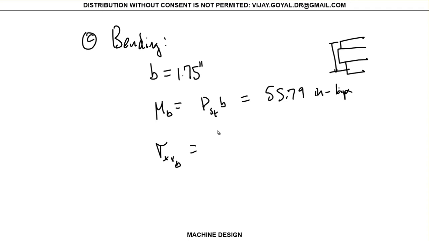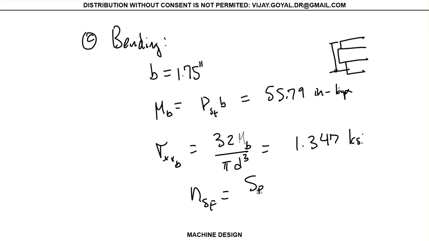Find your bending stress. 32 MB divided by pi d cubed. You apply this, it gives you this value. This is ksi, and the factor of safety will be this, which is equal to 63. It's bigger than 1. That's not going to be an issue. So this is all we do in this analysis.